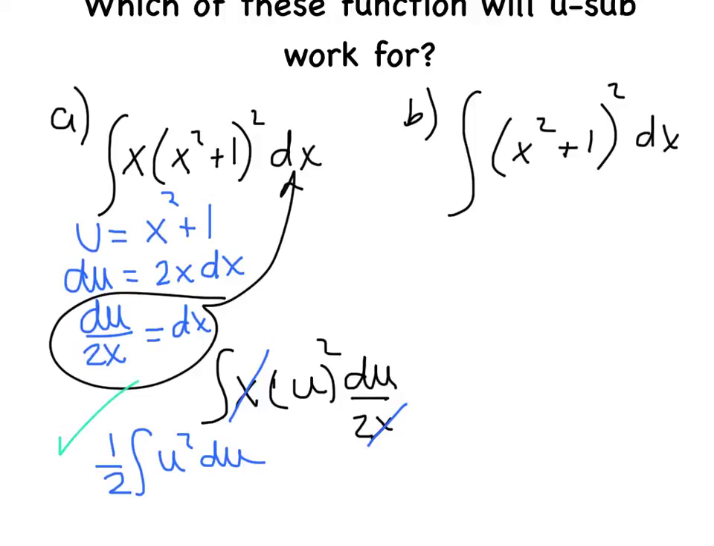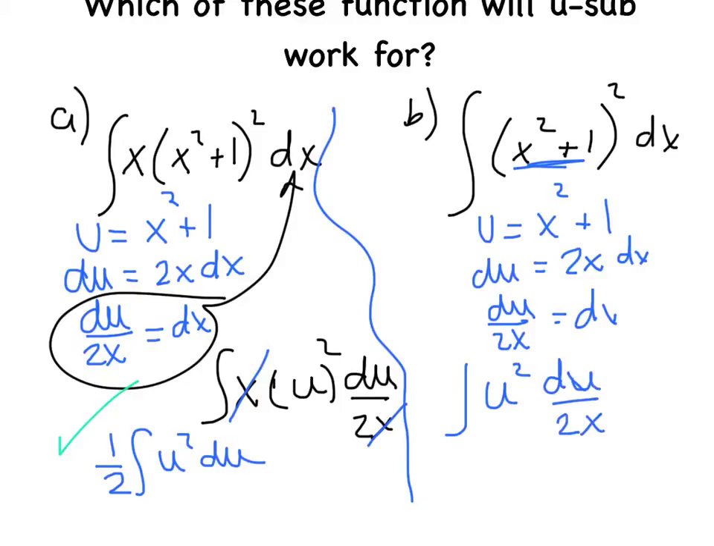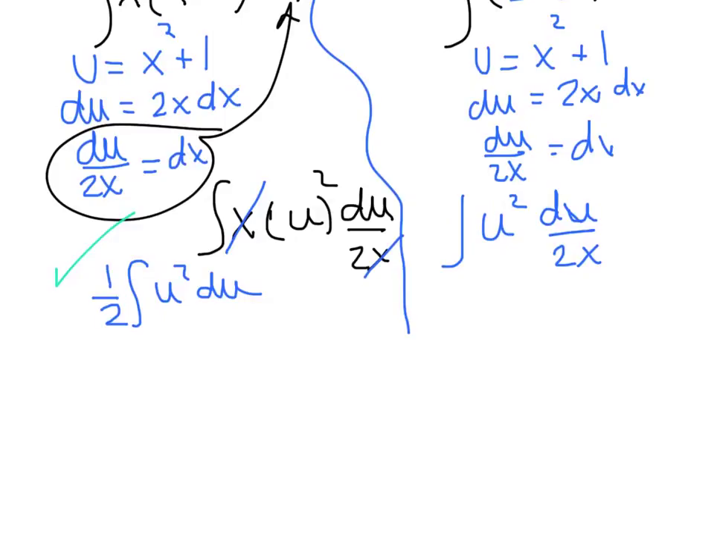Now let's take a look at this next one. If I try to do u-substitution, I get u equals x squared plus 1. All right, that's pretty easy. Du equals 2x dx. I get du over 2x equals dx. All right, now, again, we're thinking it's working. Let's substitute it in. That's my u. So that's u squared times du over 2x. All right, now be careful on this. If I try to do u-substitution, I can pull the 2 out because it's a constant, but now I have u squared du over x.